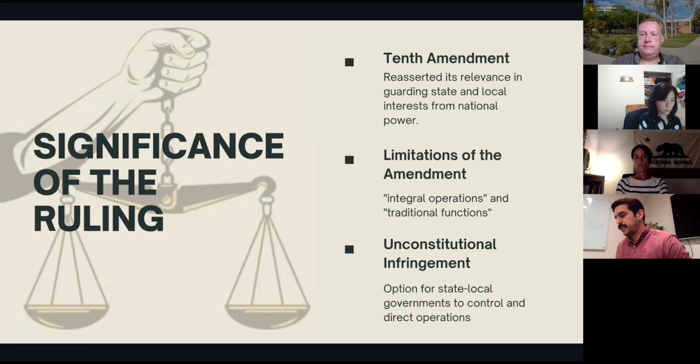So essentially you see those two cases, and in one you see autonomy, where the state was able to make their own decisions. And in the second one, in Garcia versus San Antonio, we see the opposite, where the national government has power over the state.